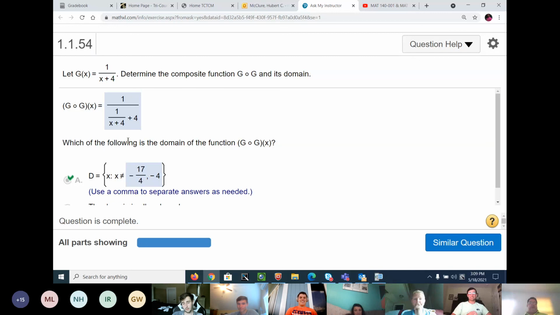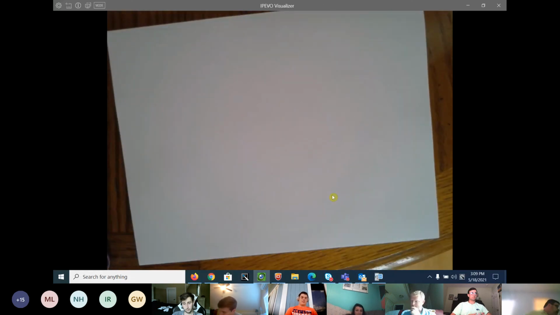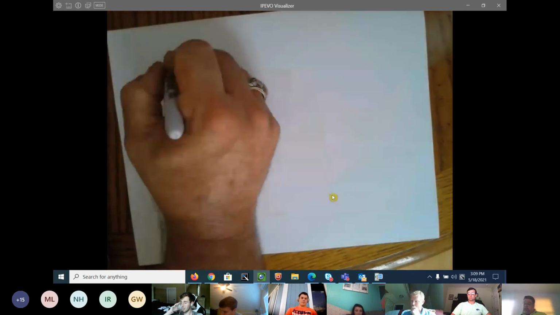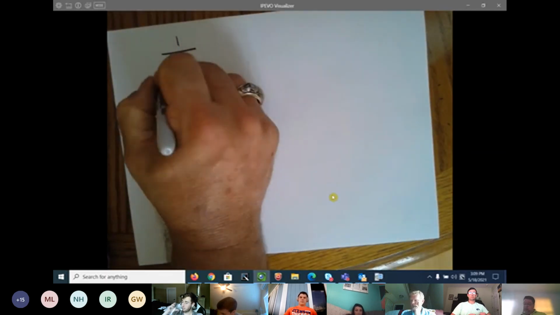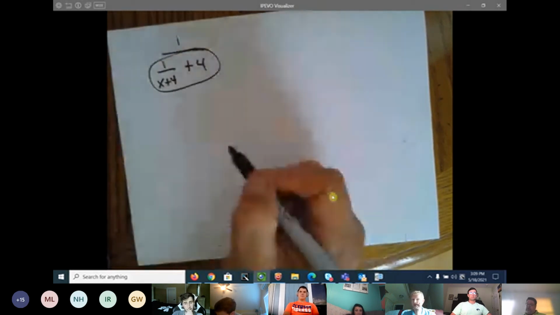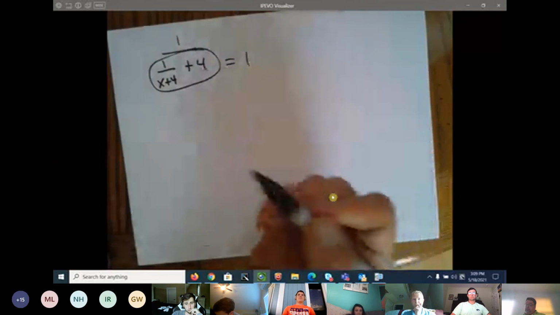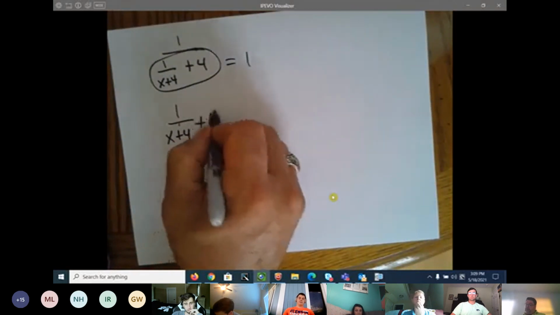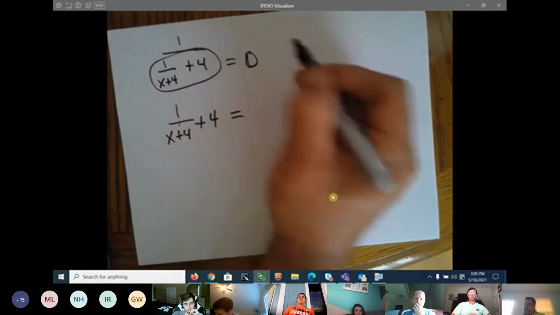Okay, now it says right here, which of the following is the domain? Oh, I didn't do that. I'm sorry. So we got to do the domain. So the answer we got was 1 over x plus 4 plus 4. We're going to set that equal to 0. So 1 over x plus 4 is equal to 0.